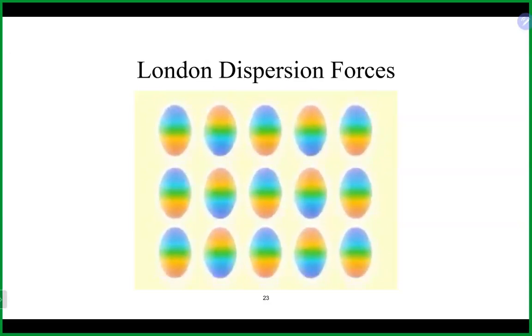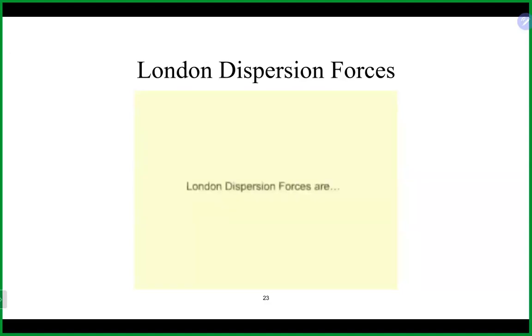Although the dipoles are temporary, there is a significant attractive force between adjacent molecules as a result of the deformation of their electron clouds. These attractive forces are called London dispersion forces. London dispersion forces are the only type of intermolecular force found in nonpolar molecules.